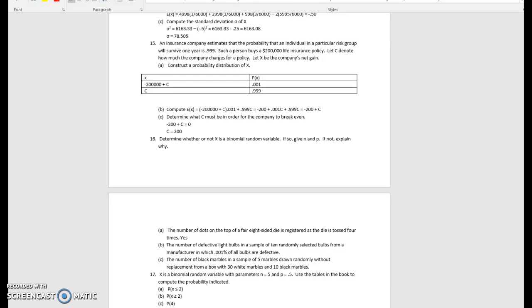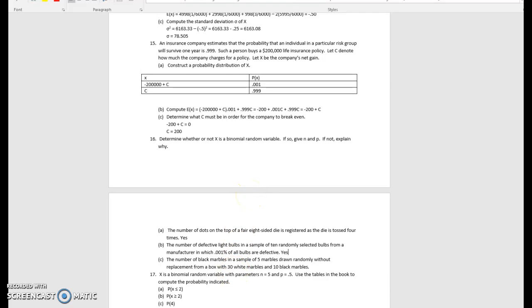Let's look at B. The number of defective light bulbs in a sample of 10 randomly selected bulbs from a manufacturer in which 0.001% of all bulbs are defective. Okay, so again, we have n trials, and every single time we select a bulb, it's going to have a 0.001% chance of being defective. The probability of it being defective is the same every single time we choose a bulb. So the answer is yes. This is a binomial random variable. But let's look at C.